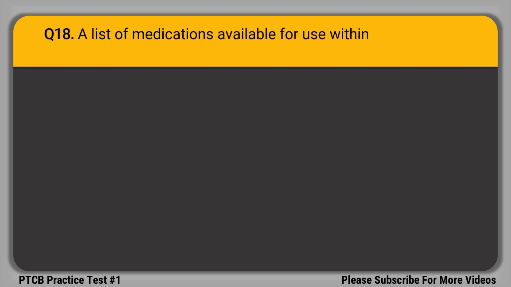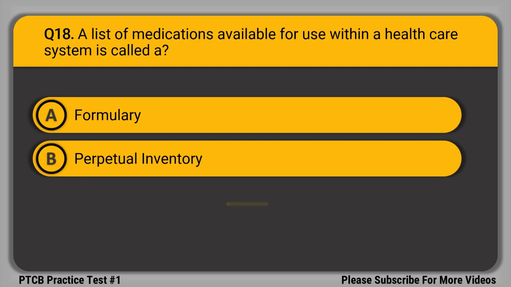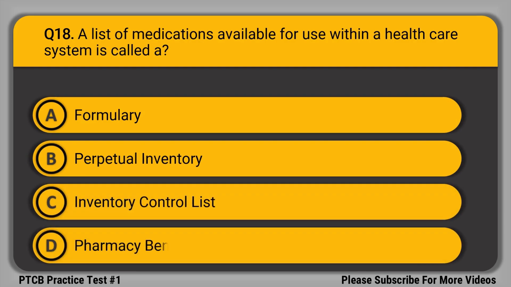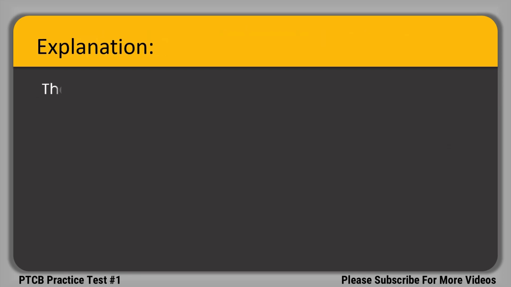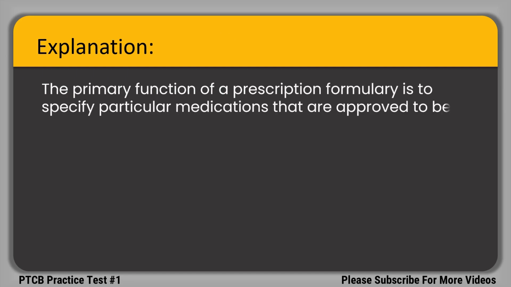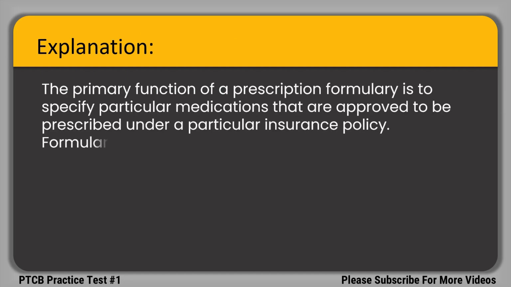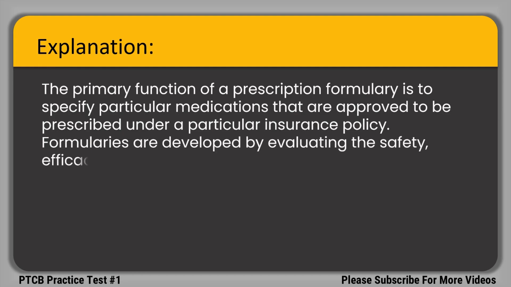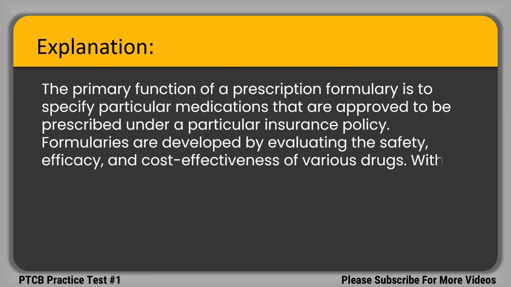Question 18. A list of medications available for use within a healthcare system is called A. Formulary, B. Perpetual inventory, C. Inventory control list, D. Pharmacy benefit program. A. Formulary. The primary function of a prescription formulary is to specify particular medications that are approved to be prescribed under a particular insurance policy.